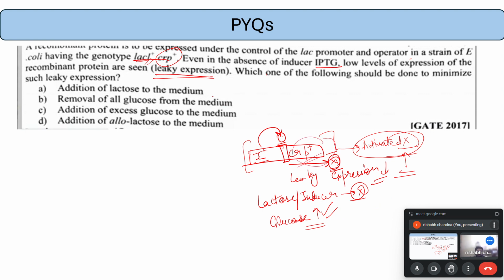So addition of lactose to the medium, no, we do not need this because we have to minimize the leaky expression. Then we have removal of all glucose from the medium, no, this also cannot be done. Then we have addition of excess glucose to the medium, yes. And allolactose is also an inducer, so this also should not be done. So the correct option is option C, because here we need to stop the lac operon. So the correct answer is option C.